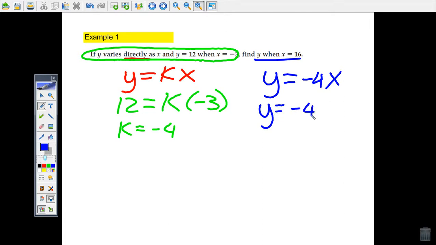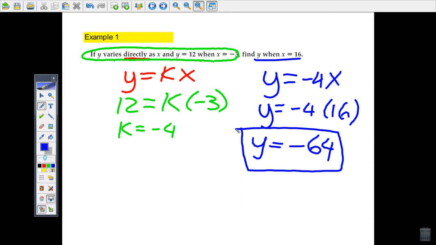Okay, I know it's early, but -4 times 16 is -64. And that will be my solution. Any questions? Not bad, huh?